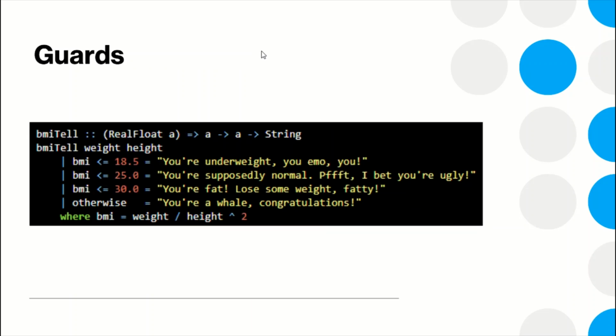The guards are a way to specify conditions. It's like an if-else in object-oriented programming like Java, and it is going to see if the value of the parameter, in this case, is between 0 and 18.5, or 25, or 30, and the where word gives us some local variables.